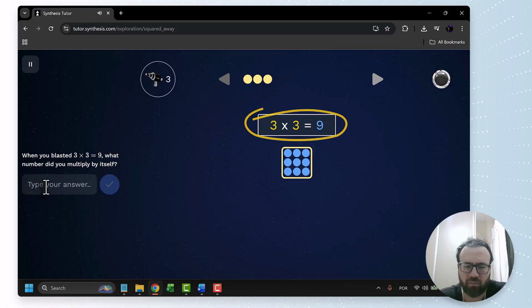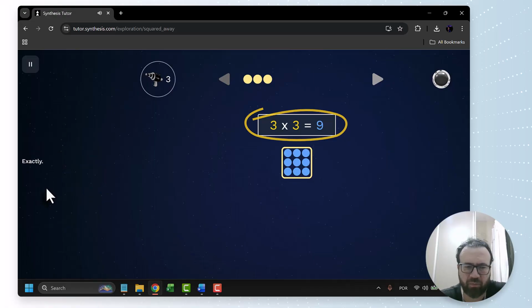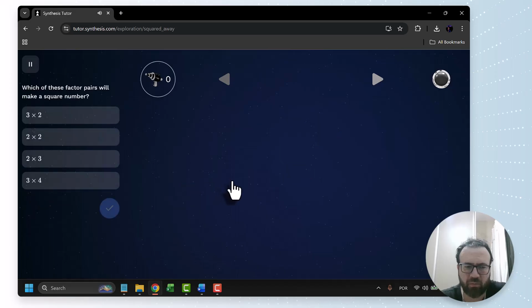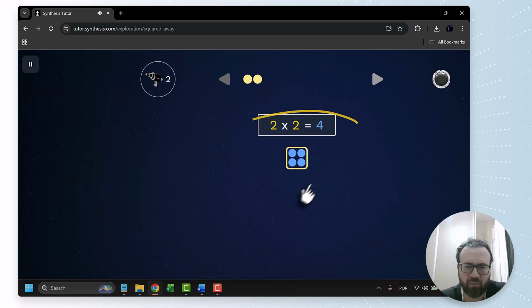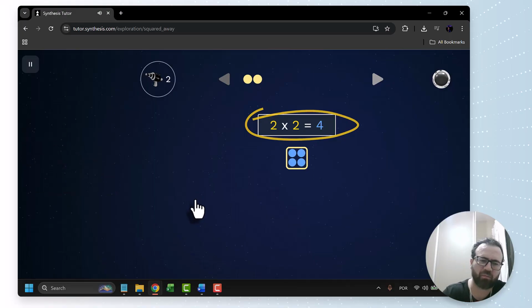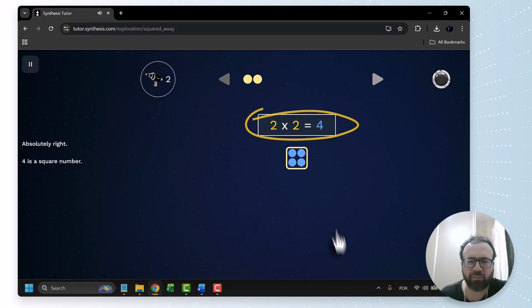When you blasted 3 times 3 equals 9, what number did you multiply? Exactly. Both factors. Let's make another one. Which of these factor pairs will make a square number? Yep. That's a square, all right. The number 2 multiplied by itself. And what square number does 2 make? Absolutely right. 4 is a square number.